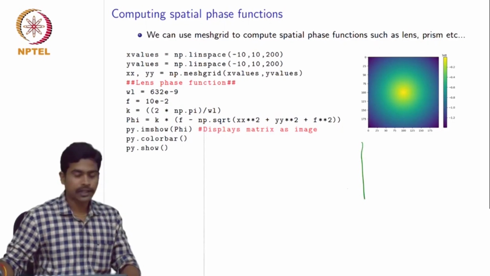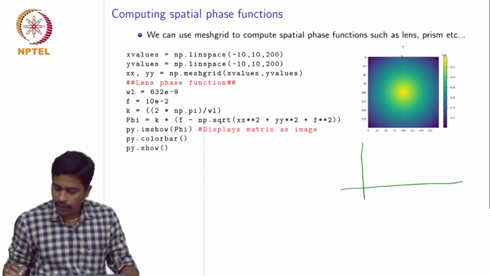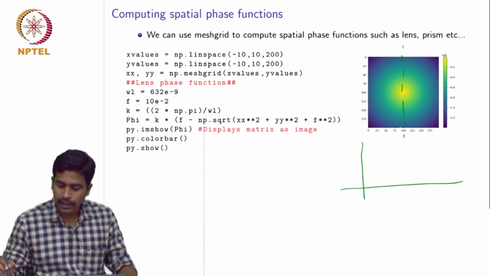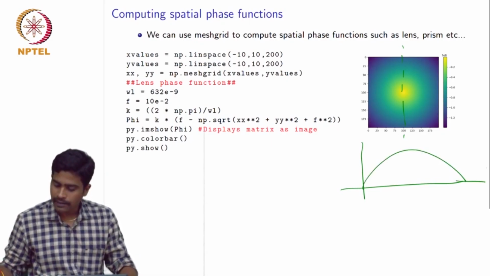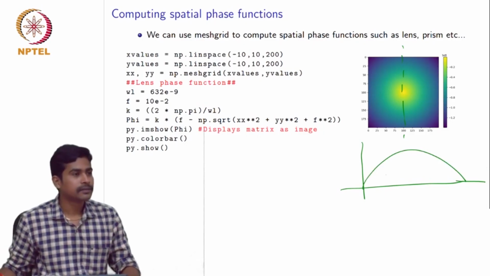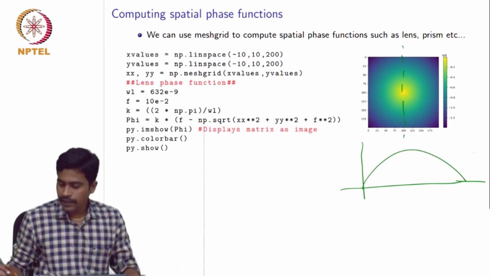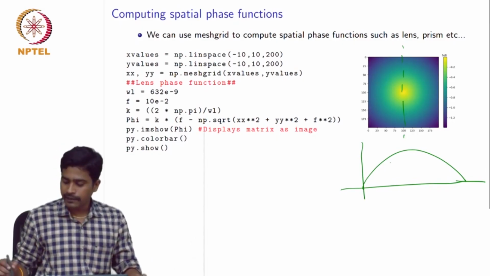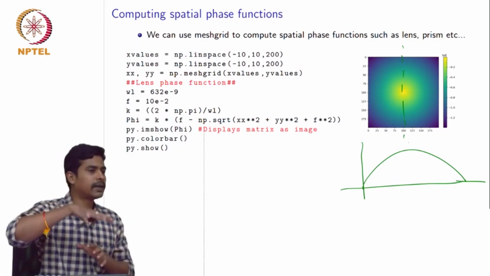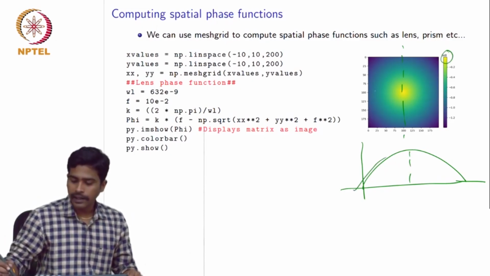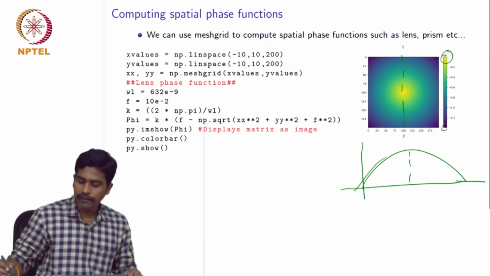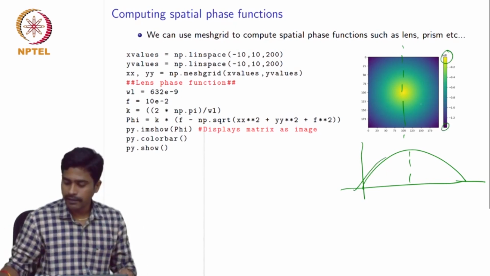So this is the phase function of a lens. In the earlier case, we calculated the phase only along the y direction. You remember? And the phase looked like a function like this. But in this case, we are calculating the function in both x and y, and this is the color map. The phase is maximum at the center, given by this color, and it reduces in this manner as you go to the extremities, which is given by this color.